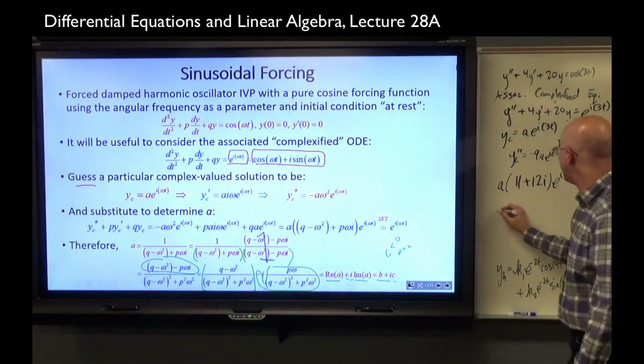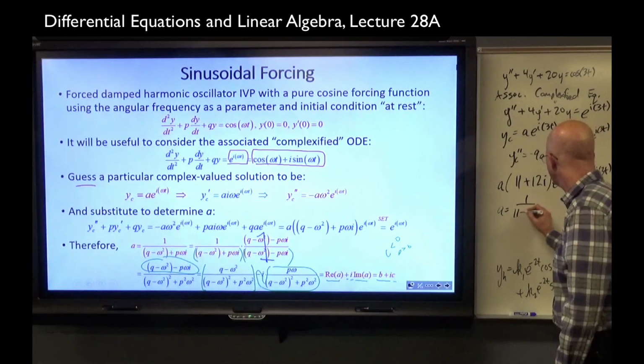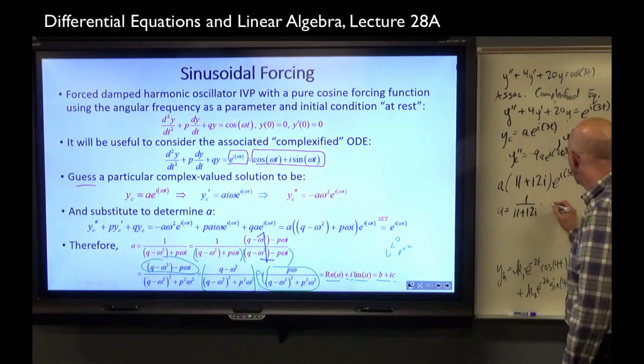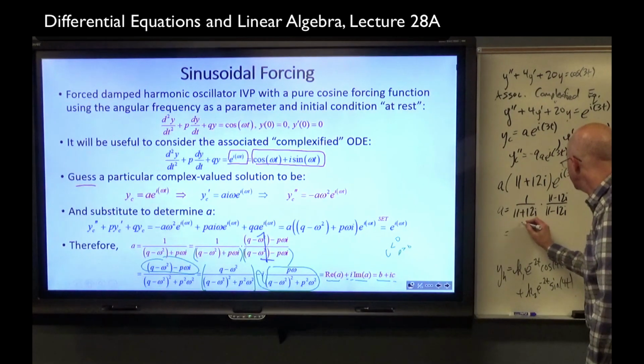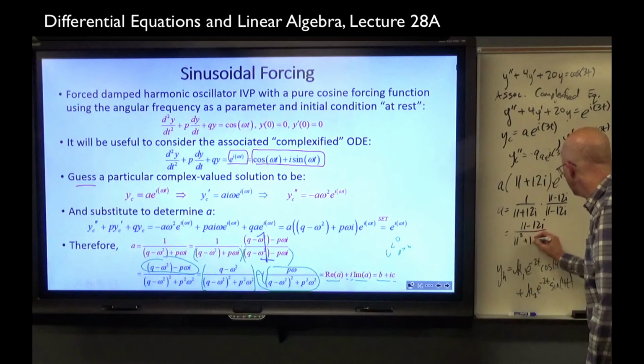And this means a is 1 over 11 plus 12i. Multiply that by the complex conjugate, 11 minus 12i, on the top and the bottom. This is going to simplify to 11 minus 12i divided by 11 squared plus 12 squared.